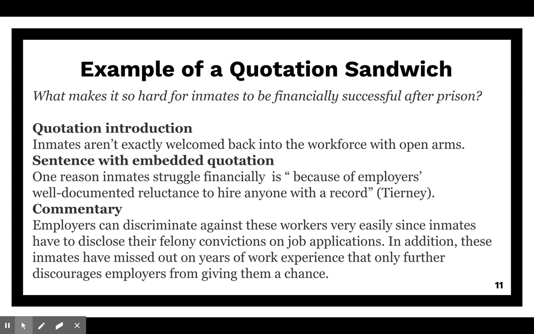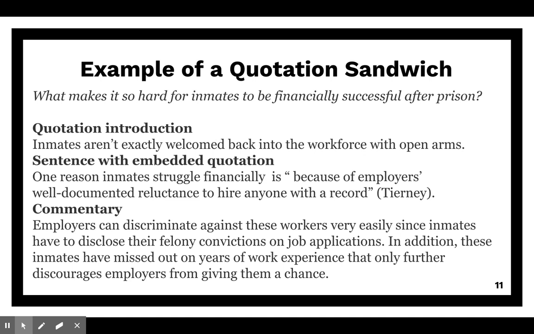My sentence with the embedded quotation is, one reason inmates struggle financially is because of employers' well-documented reluctance to hire anyone with a record. Notice how I have tyranny after the quotation marks close, and then the period is after that citation. It's a pretty hard and fast rule that commas and periods go inside quotation marks, but one of the exceptions is when you're using a parenthetical citation like this. And so you might just want to note that.